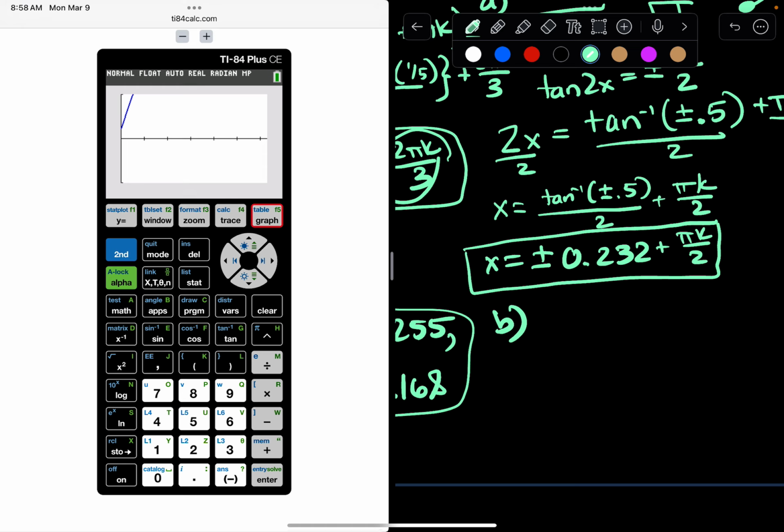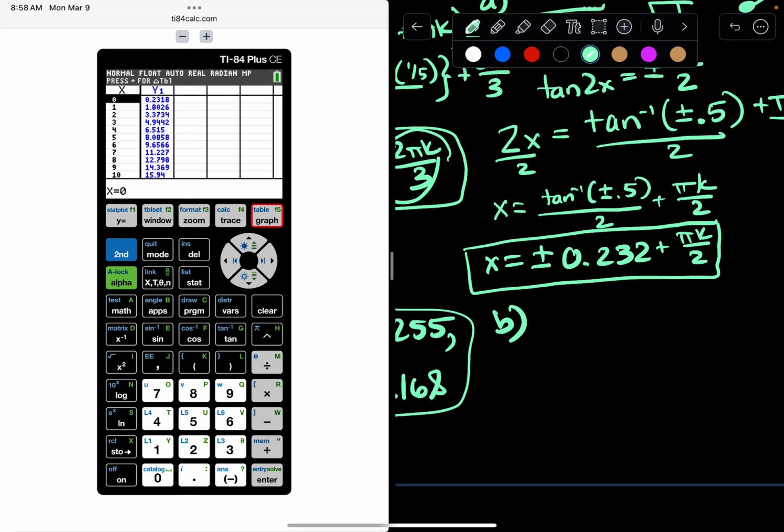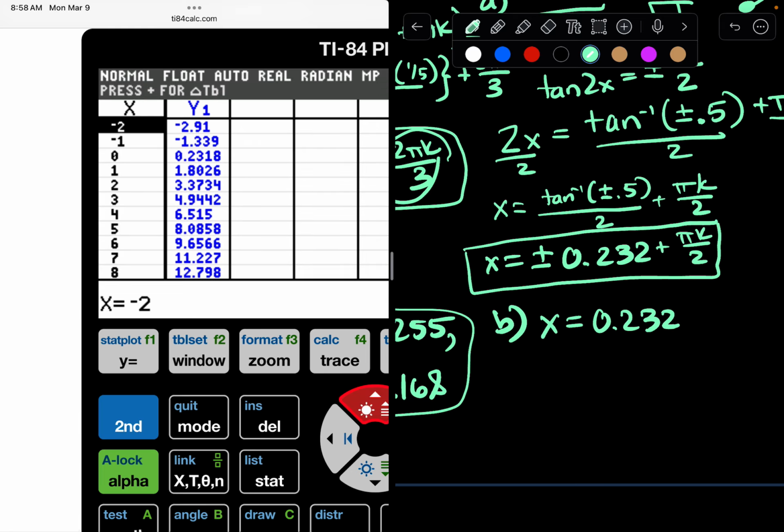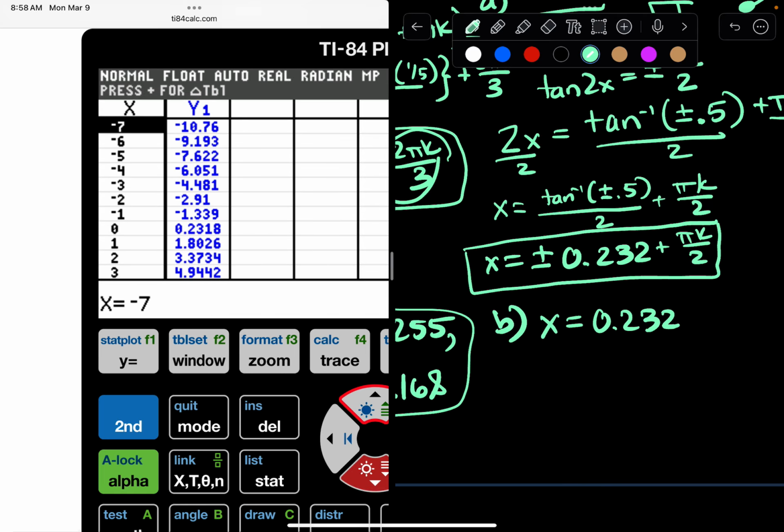Go to my table. Second table. And again, I can see that I have this list ready for me. We see our first solution, which was the positive 0.232. And if I go up, I can see the negative ones. And then let's come back to here.